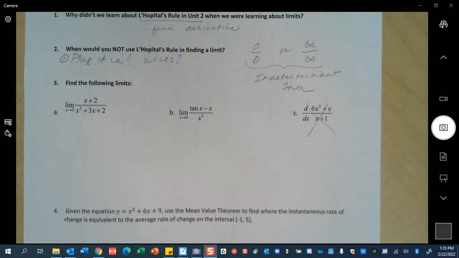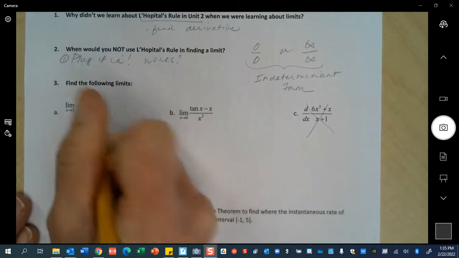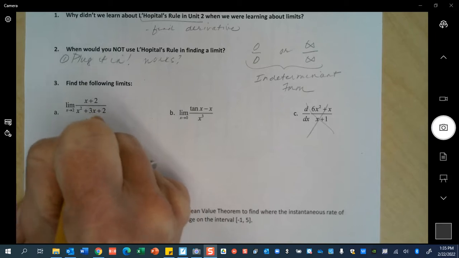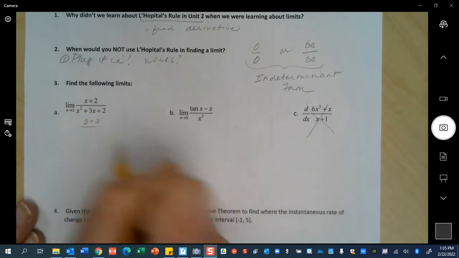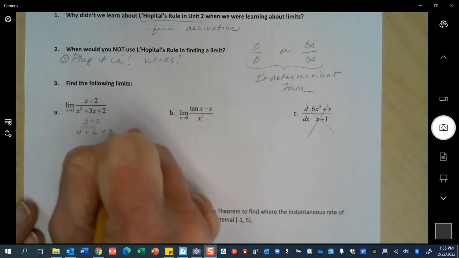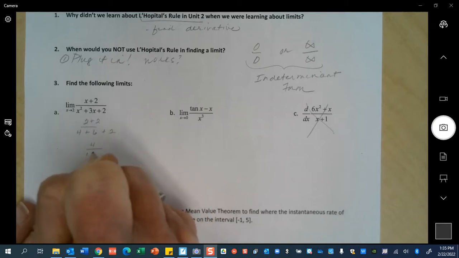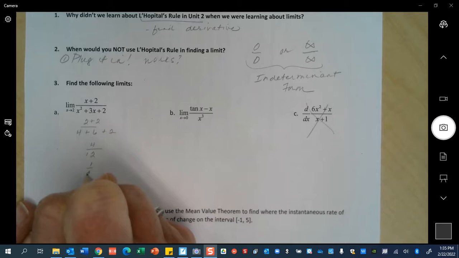All right. So somebody give me a summary of how I find the limit. What's my first step that I do? Plug it in. So I'm going to take the limit as x approaches 2. Find the following limit. So I have 2 plus 2 over 2 squared is 4. 3 times 2 is 6 plus 2. 4 over 10, 12 simplifies to 1/3.